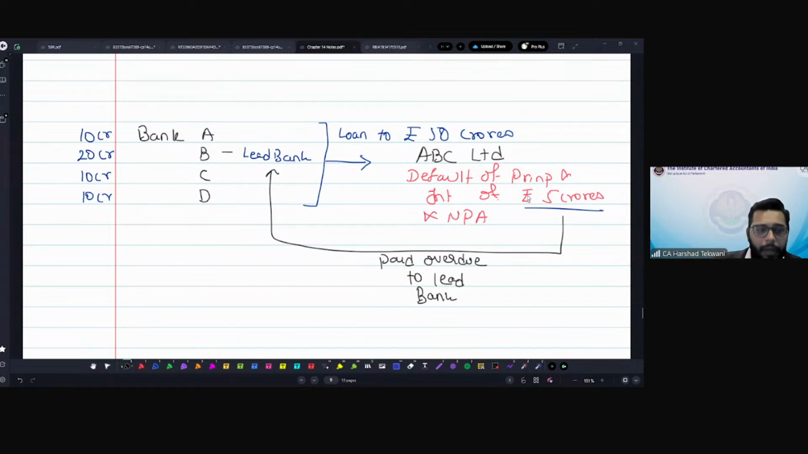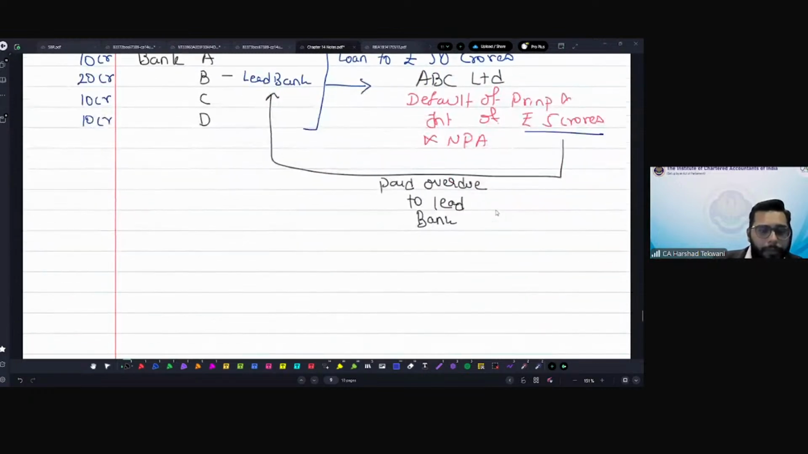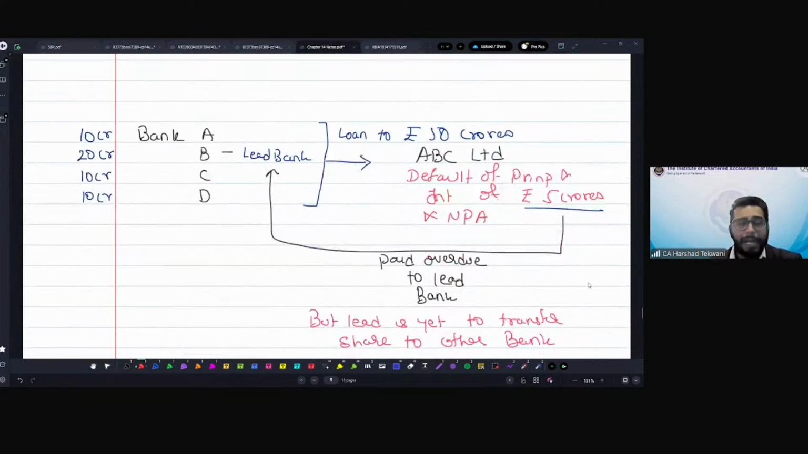That is B. But lead bank is yet to transfer share to other bank. Okay, lead bank has received this 5 CR, but other banks are yet to receive their share from the lead bank.